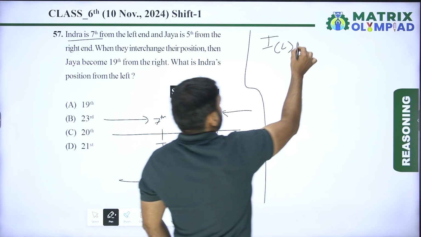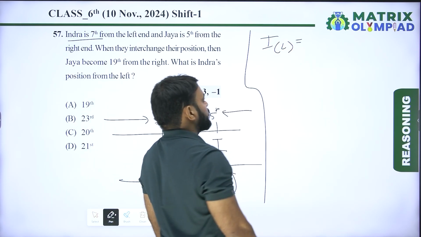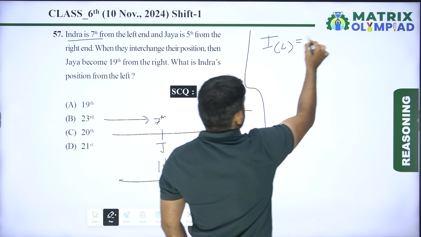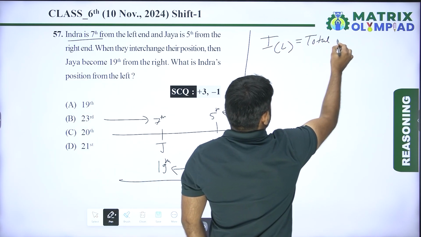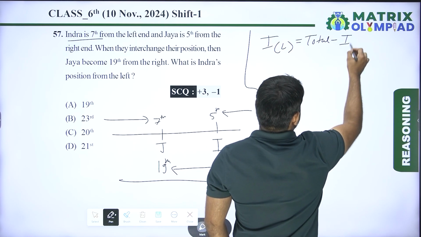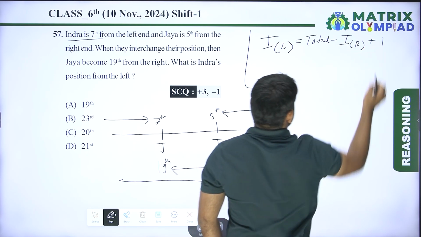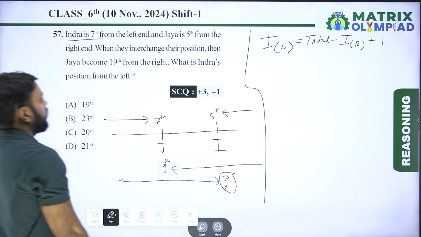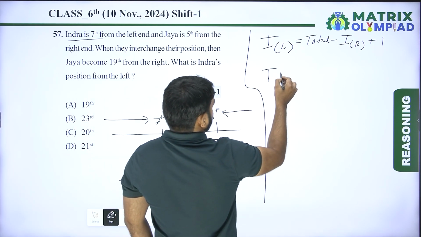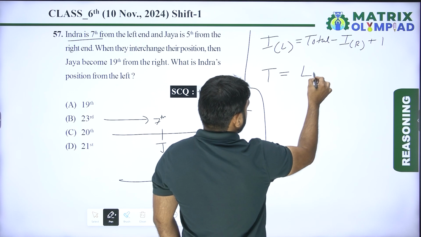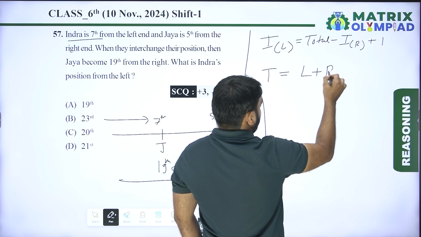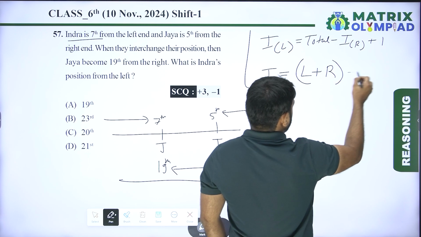So the formula is left position. Position of Indra from the left is equal to total minus position of Indra from the right plus 1. So first find the total number of persons in this row. Total is equal to left position plus right position of the same person minus 1.